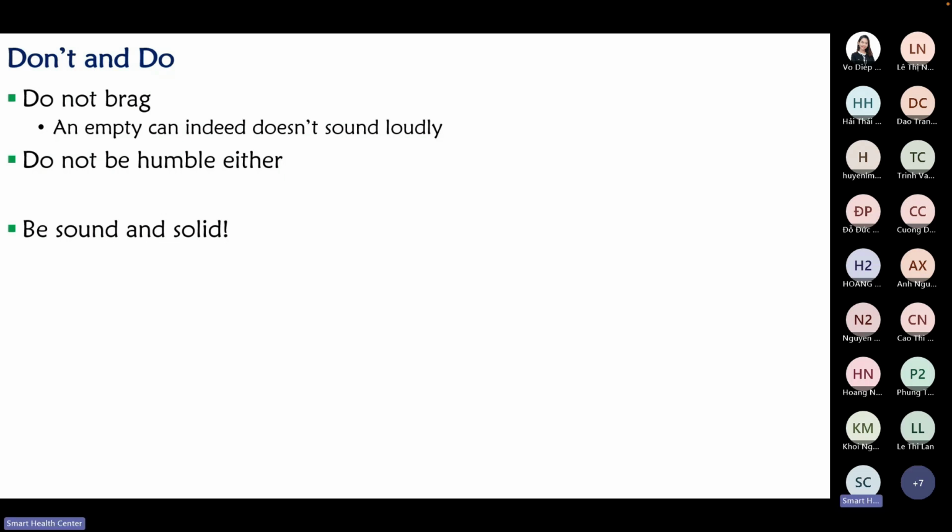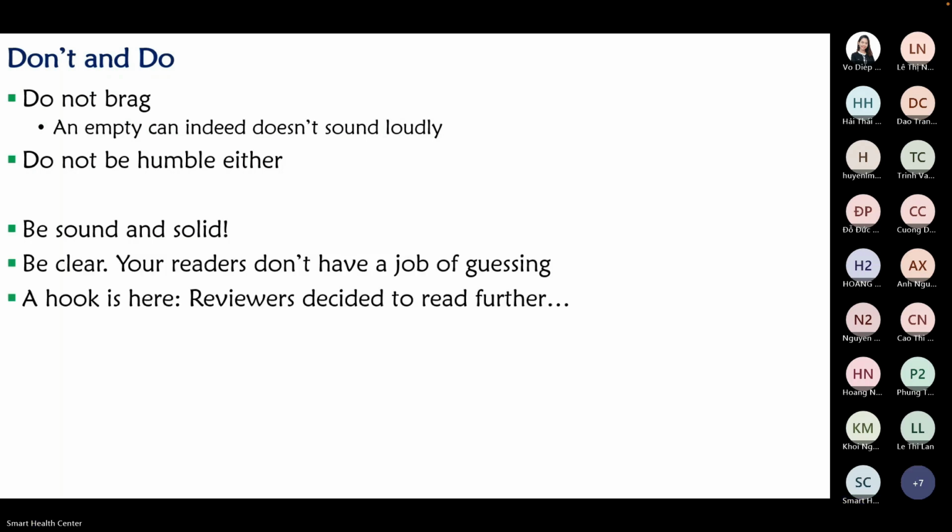We write scientific papers. We don't write fiction. But fiction has rules too. They don't write something nonsensical either, right? So make sure it sounds solid. Whatever you claim, you have to have the evidence to support your claim. Okay. All right.